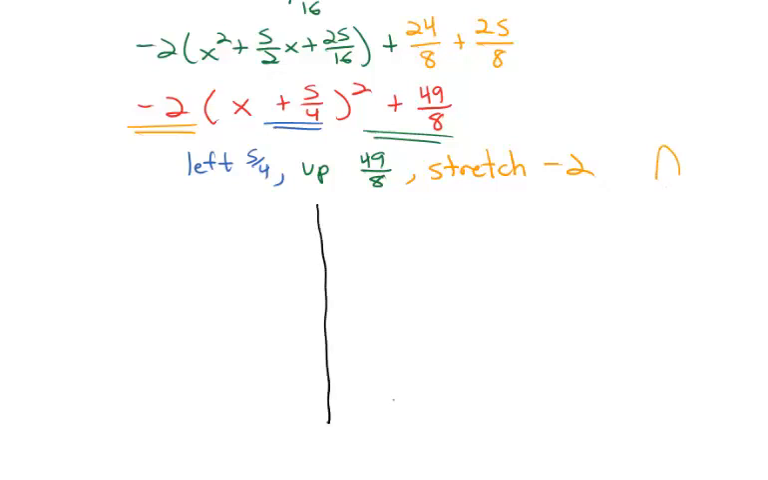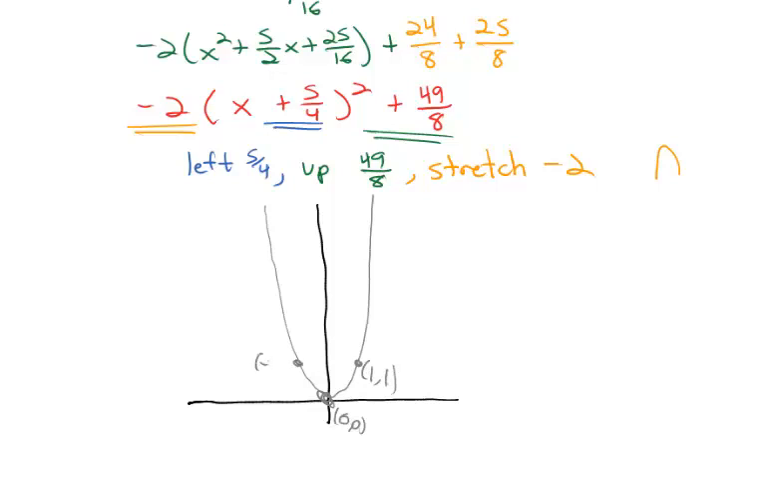So let's take a look at what this graph becomes. The old graph always has 0, 0, 1, 1, and negative 1, 1 on it. But we're going to shift that over. Let's see how this shifts. We're going to shift left 5/4 of a unit, which is 1.25. And then we're going to go up 49/8.